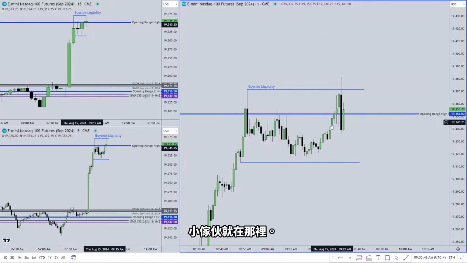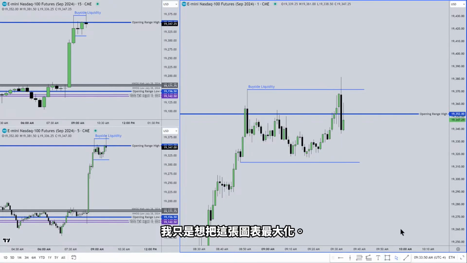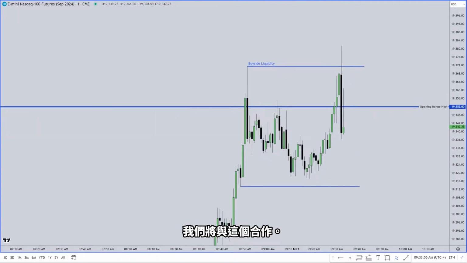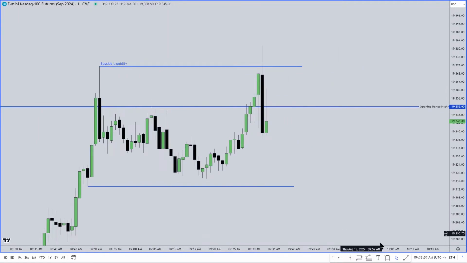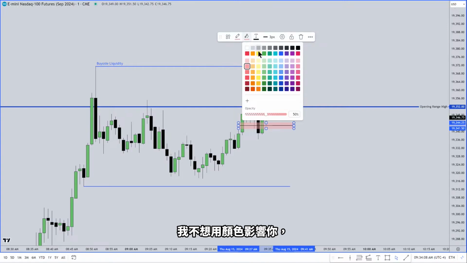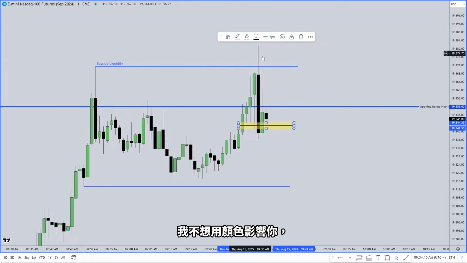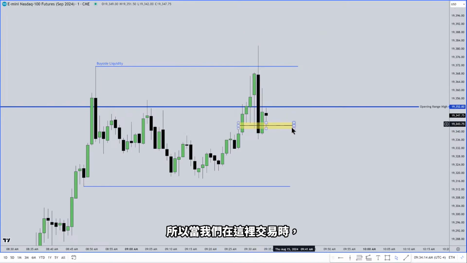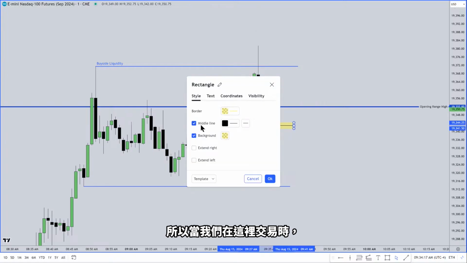That small little gap right there. Small little one right there. I'll highlight it for you. I'm actually going to just maximize this chart. We'll work with this one. Right there. Keep it neutral. I don't want to influence you with the color, but I don't need that full line.